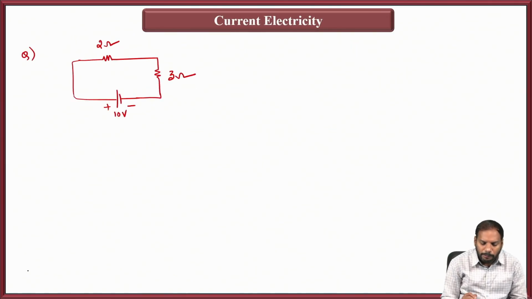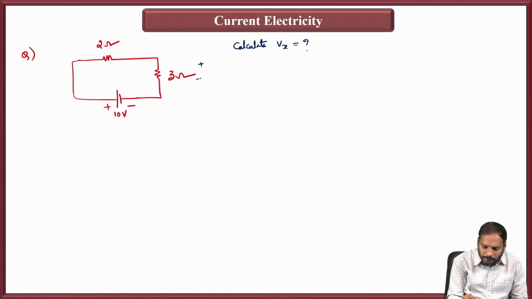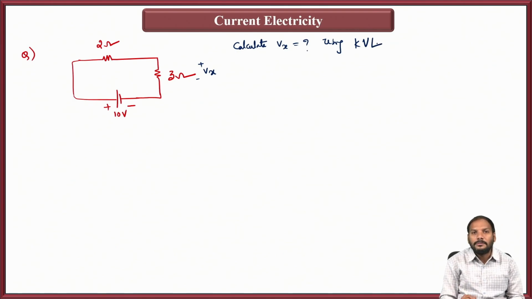This is a simple problem. And here the question is: calculate the voltage across the 3 ohm resistor using KVL. So this is the question.